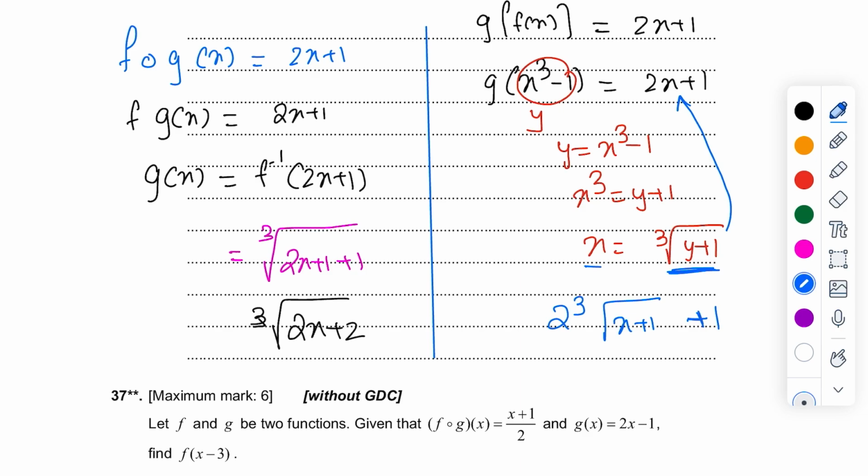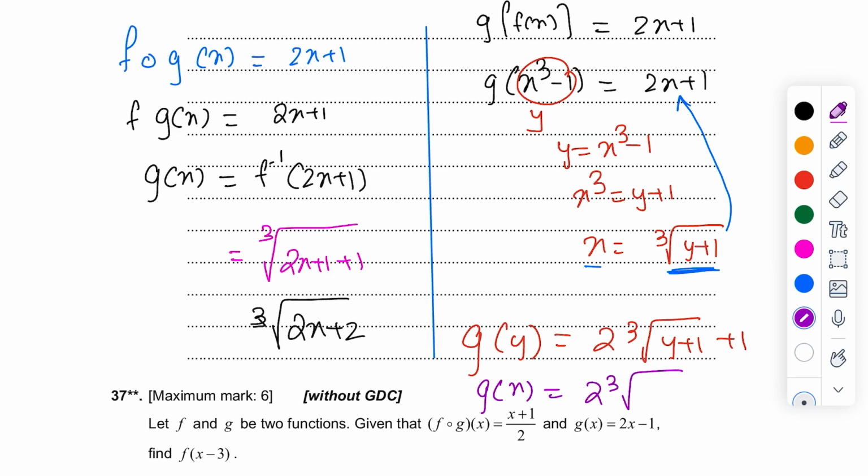So in that way, what I can do is find g of x. This is a shortcut method, so it is somewhat confusing to understand. Pause the video and check that carefully. I am assuming y as x cube minus 1, so then x will become cube root of y plus 1. So I can write it over here. In that case g of y will become 2 cube root of y plus 1 plus 1, meaning g of x equals 2 cube root of x plus 1 plus 1.